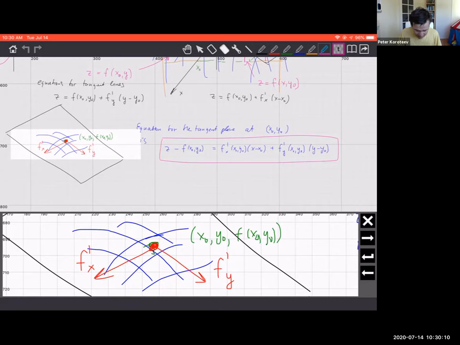So now these two tangent vectors lie in a plane, right? And the claim is that the plane which is given by these two vectors is the tangent plane. Okay.